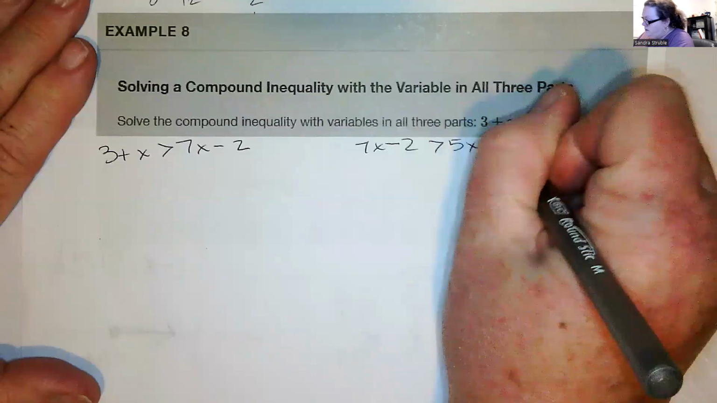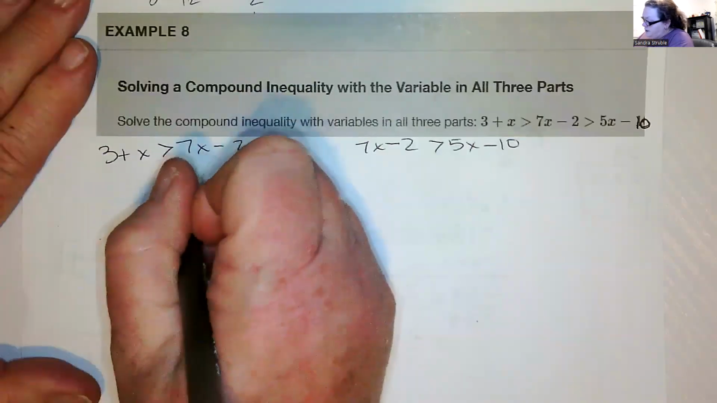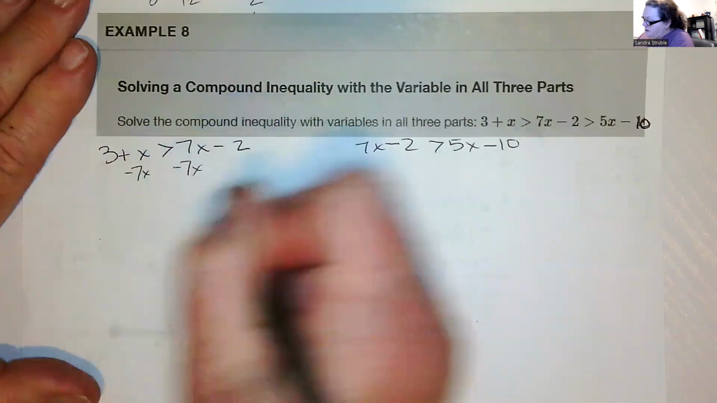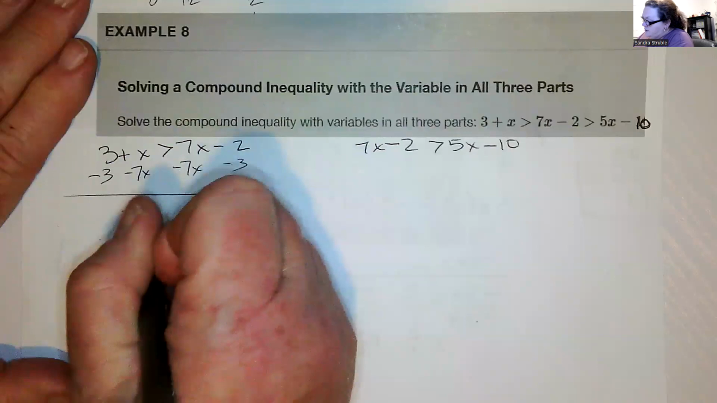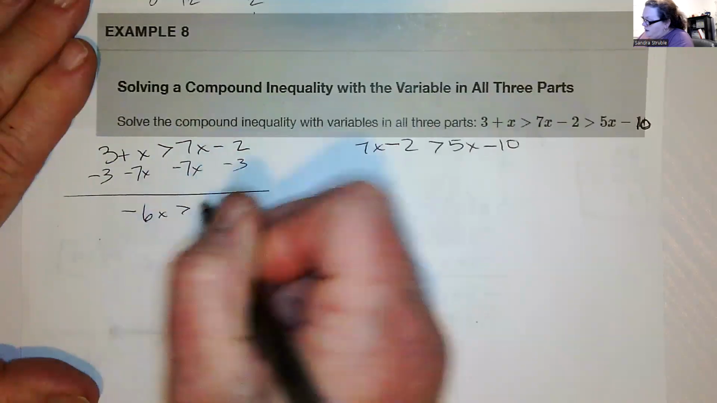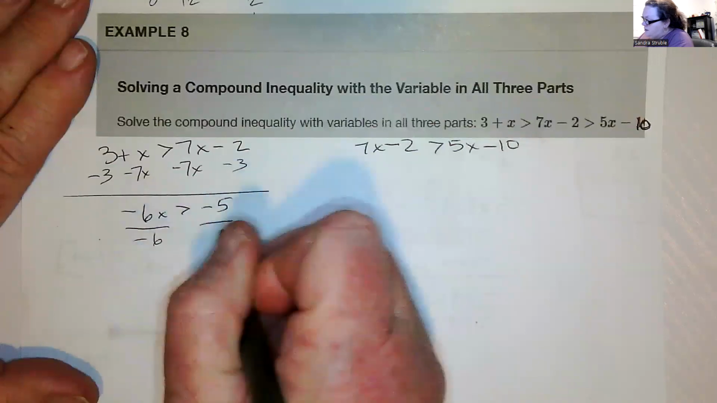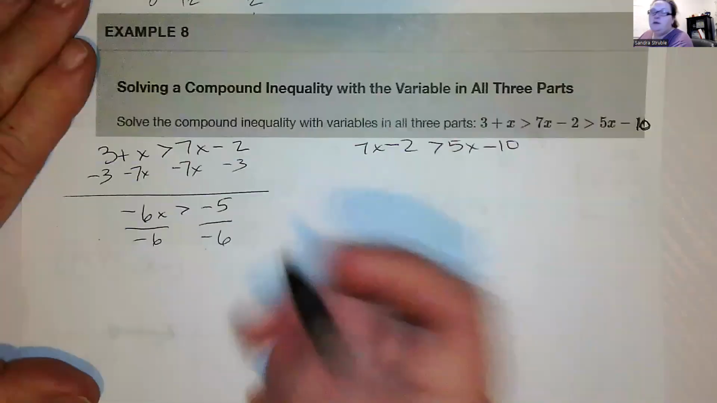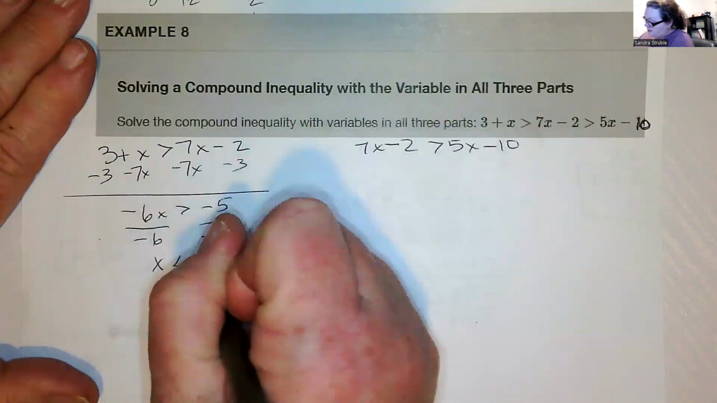Solving for x, I'm going to just bring my 7x over, so negative 7x. And I'm going to bring my 3 over here. So I get negative 6x is greater than negative 5. Divide both sides by negative 6 to solve for x. And we've got to flip our inequality. So x is less than 5/6.